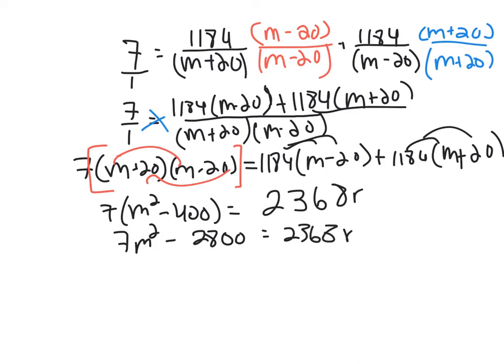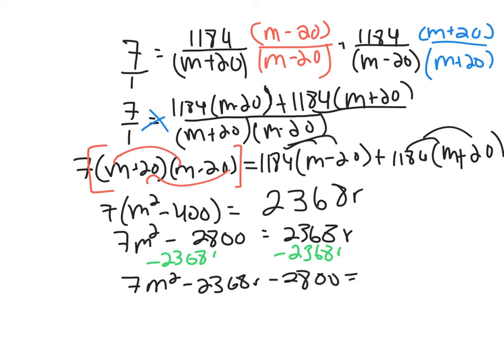So after distributing the 7, I'm left with this quadratic equation. So for this one, I'm going to set it equal to 0. So I'm going to subtract 2368m from both sides. And I'm left with 7m squared minus 2368m minus 2800.